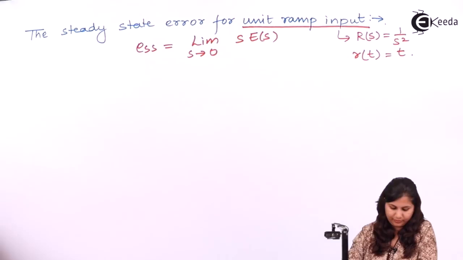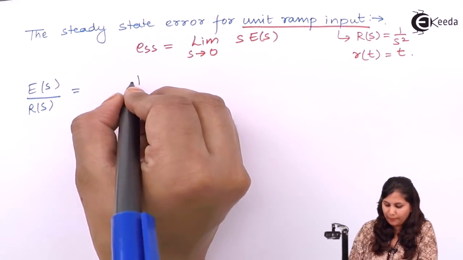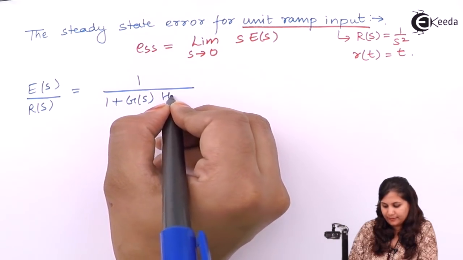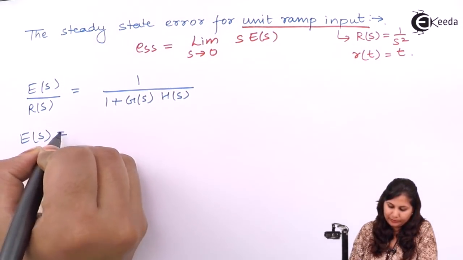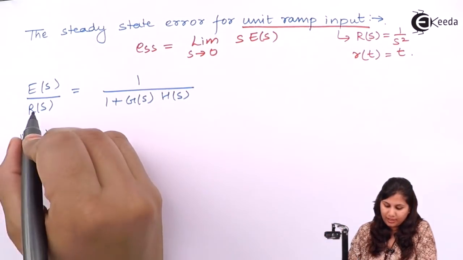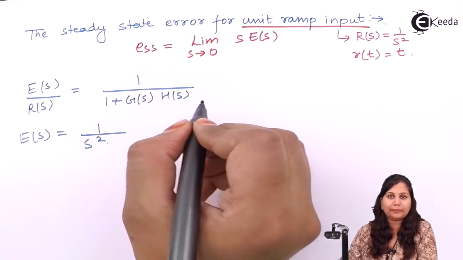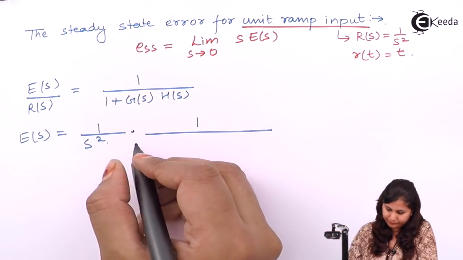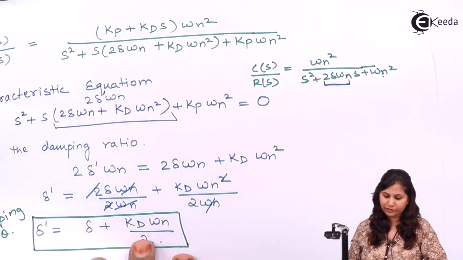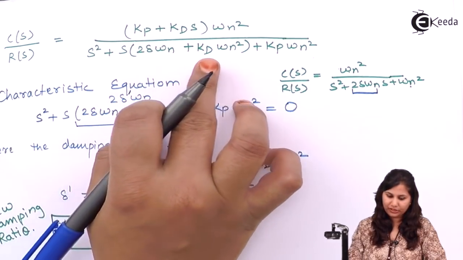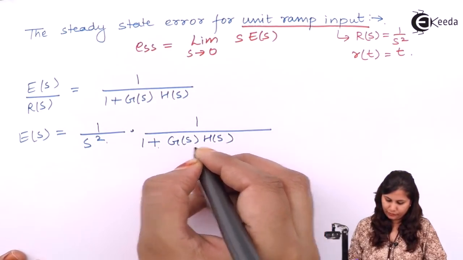So for the steady state error, we know that E(s) upon R(s) is 1 upon 1 plus G(s)H(s). So if we calculate this E(s), then it will be R(s) into 1 upon 1 plus G(s)H(s). Now R(s) is 1 upon s square. So put here 1 upon s square and then put the value of 1 upon 1 plus G(s)H(s). The 1 plus G(s)H(s) of this system is our transfer function, so we will substitute its value here.